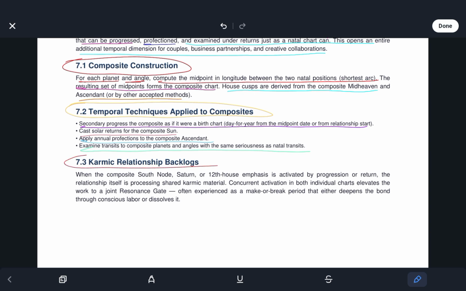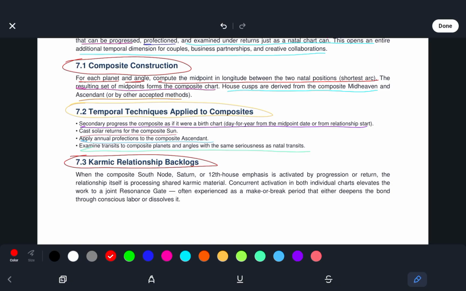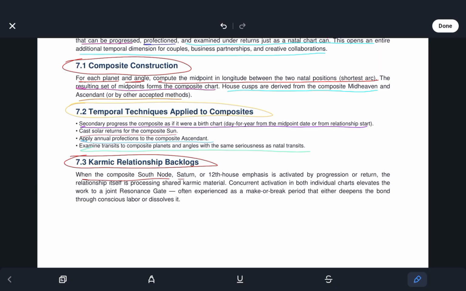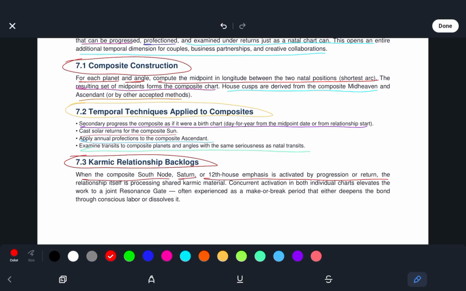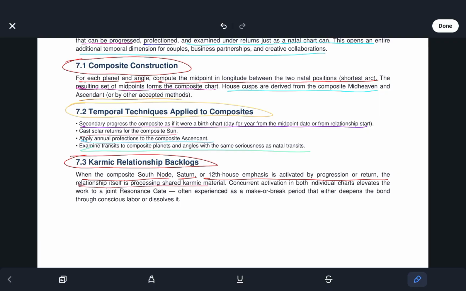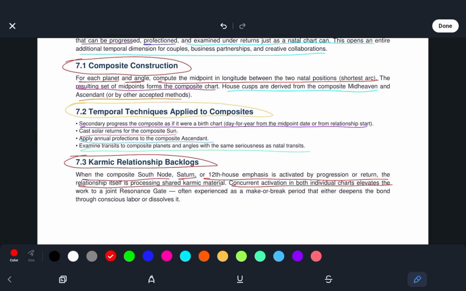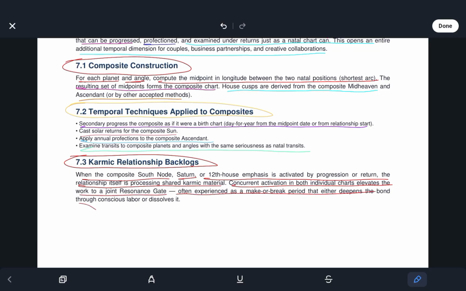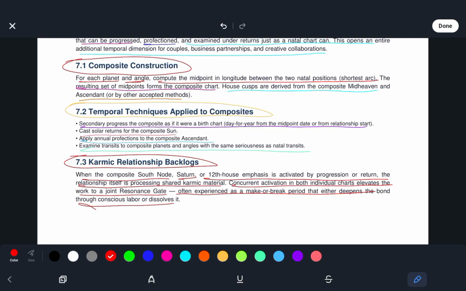In karmic relationship backlogs, when the composite Ketu, Saturn, or 12th house emphasis is activated by progression or return, the relationship itself is processing shared karmic material. Concurrent activation in both individual charts elevates the work to a joint resonance gate, often experienced as a make or break period that either deepens the bond through conscious labor or dissolves it.